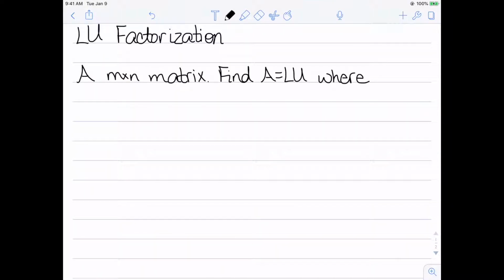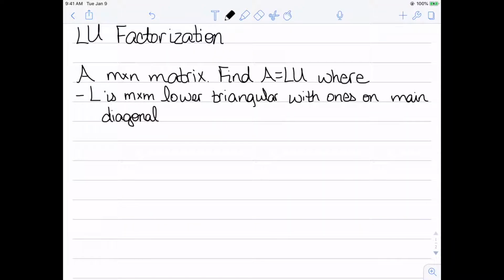We will let A be an m by n matrix, so it does not have to be square. And we want to find these matrices L and U, where A is equal to L times U. And then we have a couple of properties about these two matrices. L is going to be an m by m lower triangular matrix with 1s on the main diagonal. So lower triangular matrix means that everything above the main diagonal will be 0.